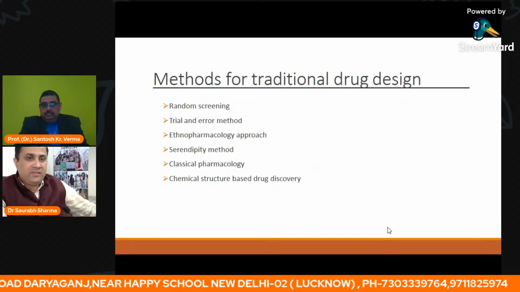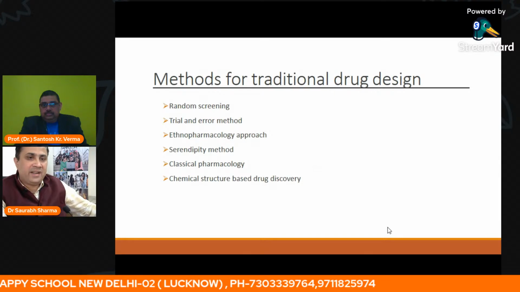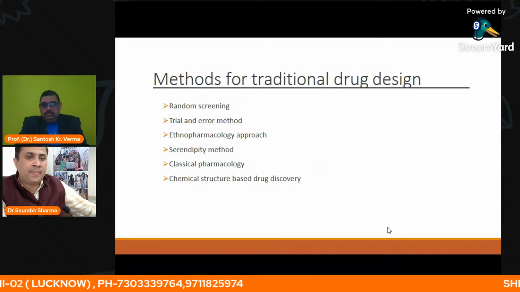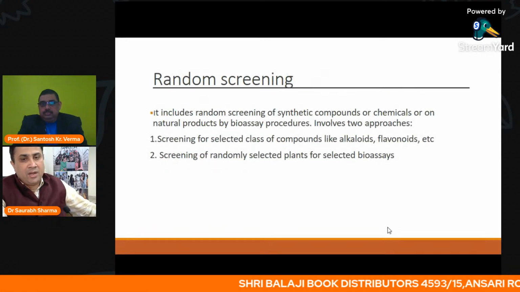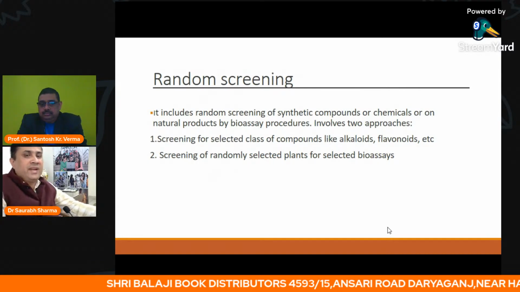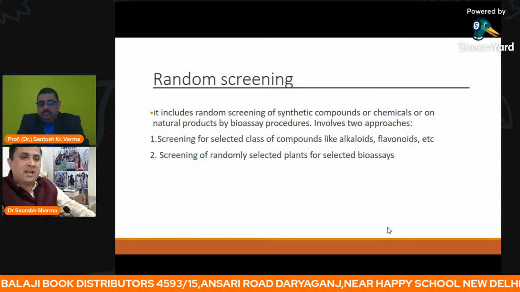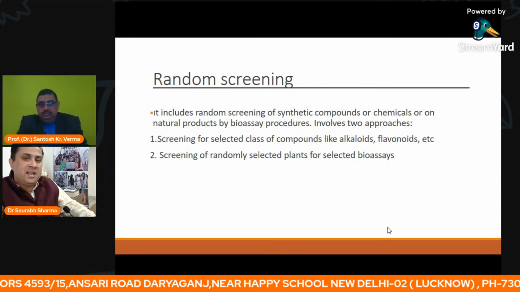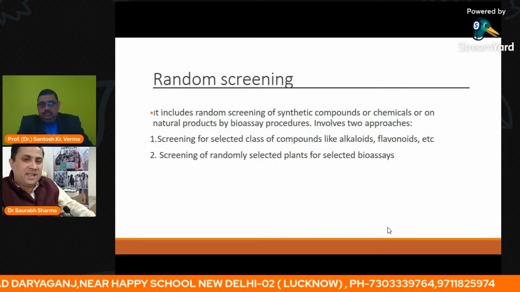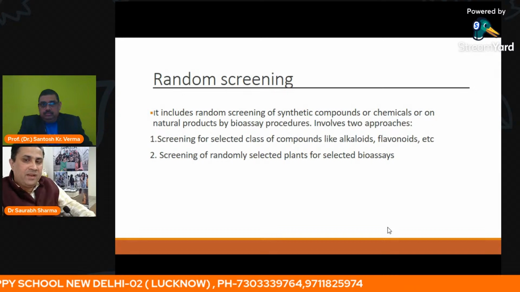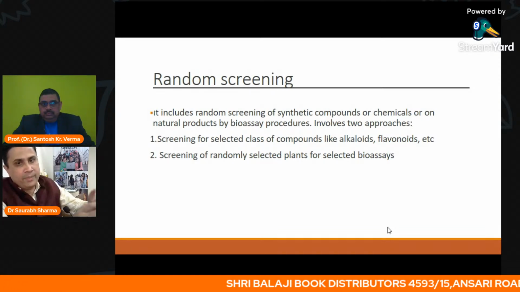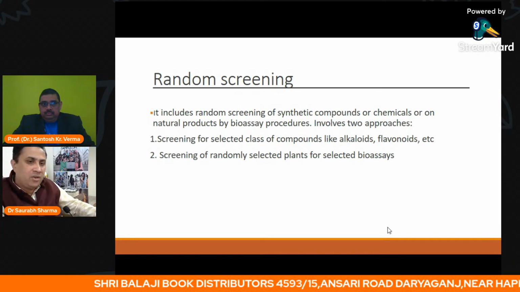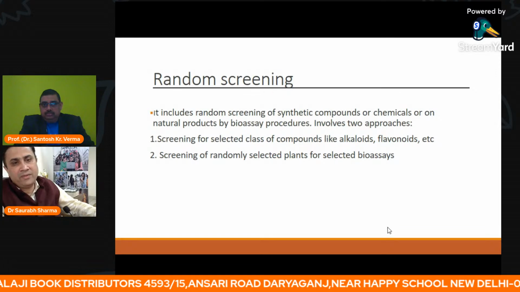These are some of the traditional drug design methods: random screening, trial and error method, ethnopharmacology method, serendipity method, then classical pharmacology and chemical structure-based drug discovery. If I talk about random screening, it includes random screening of synthetic compounds, chemicals or natural products by bioassay procedures, involving two approaches: screening for a selected class of compounds like alkaloids or flavonoids, or screening of randomly selected plants for selected bioassays. So you can select a whole bunch of compounds, such as alkaloids, and then test them randomly; obviously it is a tedious process.